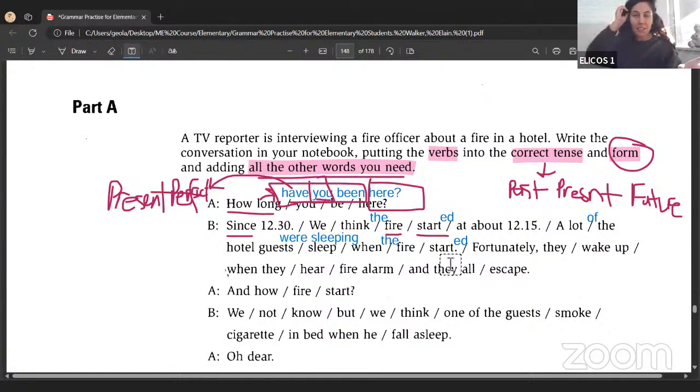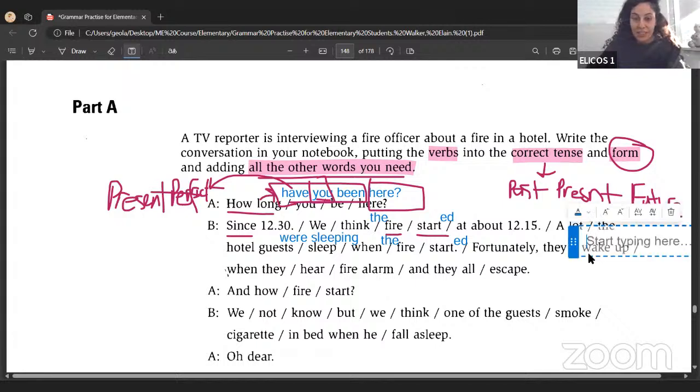Okay? Because if you could see from the question, a TV reporter is interviewing a fire officer about a fire. So the fire has already happened. She's asking him, you know, how long have you been here? And he said a lot of the hotel guests were sleeping when the fire started. Fortunately, that's like saying luckily, they, in the past, they woke up. So we need to make sure this is in the past.